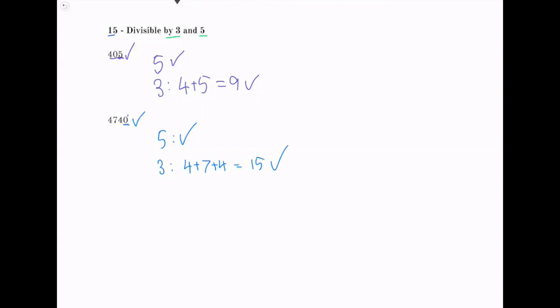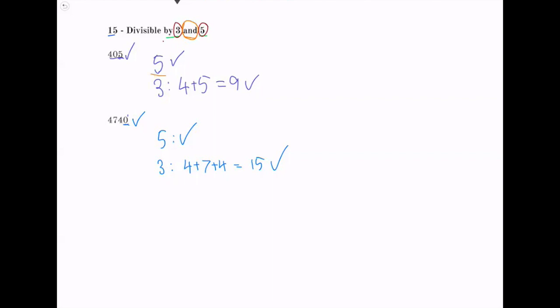Are there any questions on this trick? Can you repeat the trick for 15? Yeah. So you have to check by 3 and by 5. You get that part, right? You check by 3 and 5, it has to be both. Remember, and. Make sure you remember both of them.